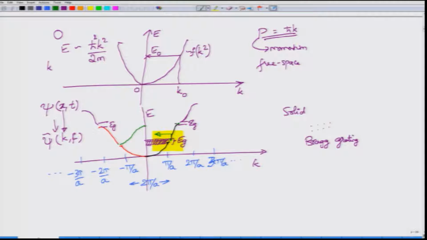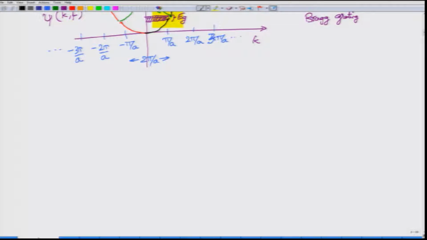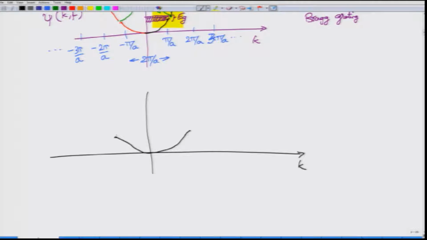This band here will be translated by adding 2 pi by a to bring it to the primary region; this goes here and this bent edge goes to 0. So you get a band that looks like this. Writing it separately, this is how the energy and k diagrams would look. This is your k, this is the fundamental band, which is almost parabolic but slightly bending at the edge, and then you have the next level which looks like this, and then the next level is again parabolic.